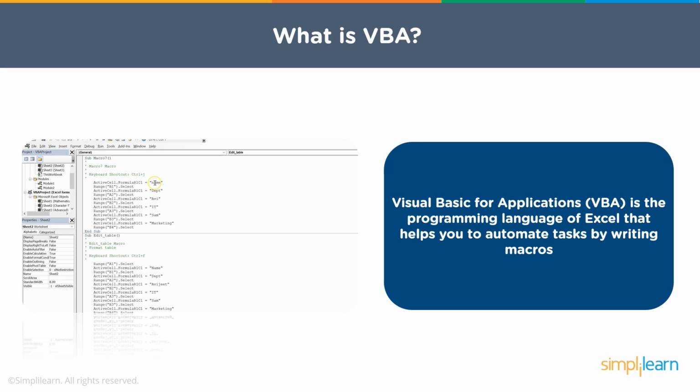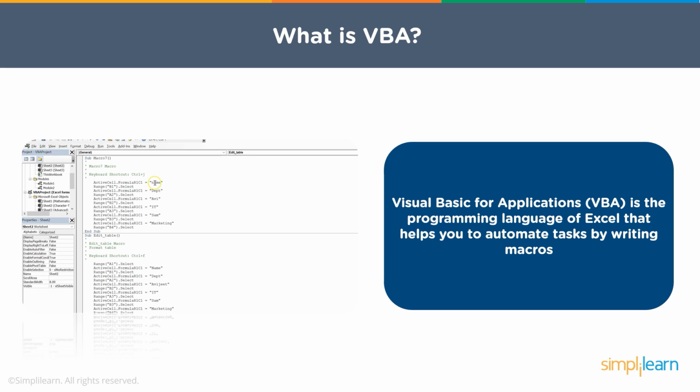So what it basically does, Visual Basic for Application is a programming language of Excel that helps you automate tasks by writing macros. We have seen how we use macros, how it simplifies our tedious daily tasks by running a simple macro. Now to help us write these macros and help us get the best use of our abilities to ease our work and automate our tasks, we use VBA.